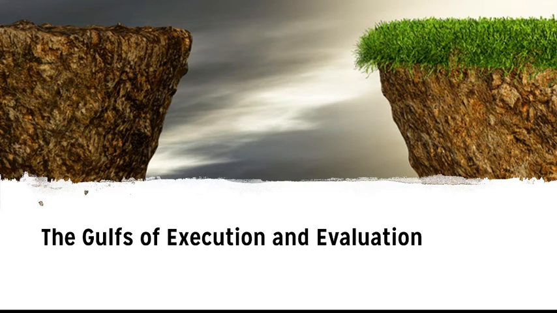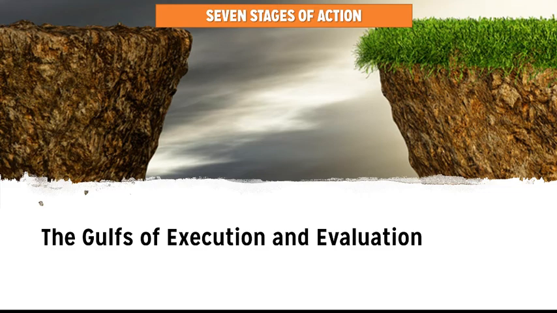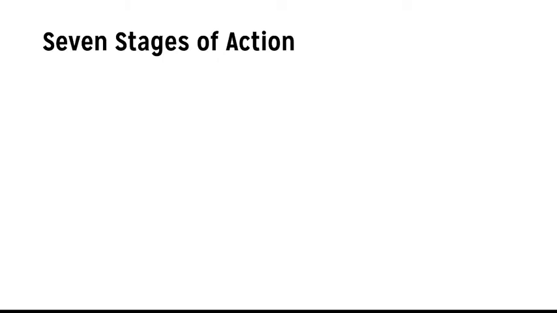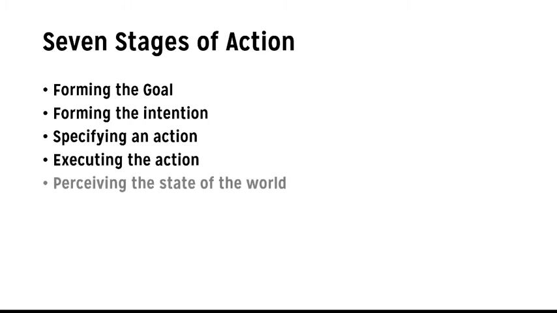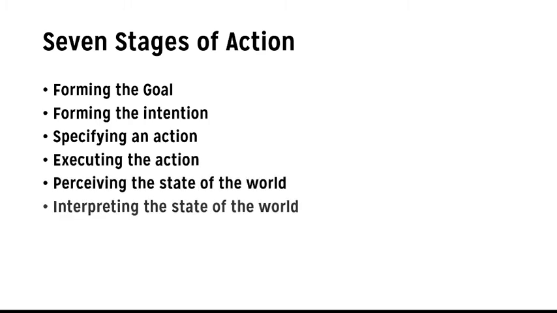So the question is, how do we bridge this chasm between the user and our goals, between the user and our designs, our websites? And we do that through the 7 stages of action. And the 7 stages of action, to remind you from your reading, we're talking about forming the goal, forming the intention, specifying an action, executing the action, perceiving the state of the world, interpreting the state of the world, and evaluating the outcome.